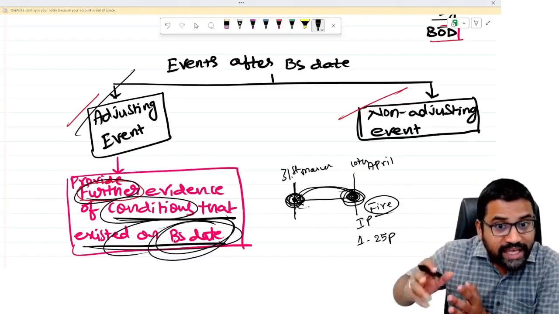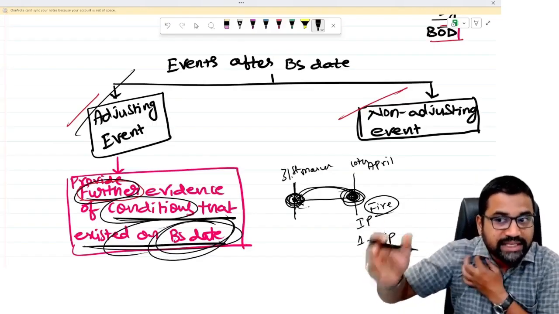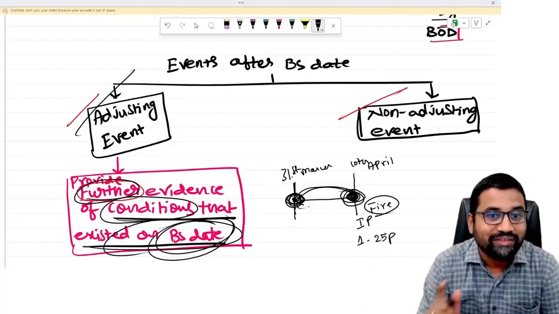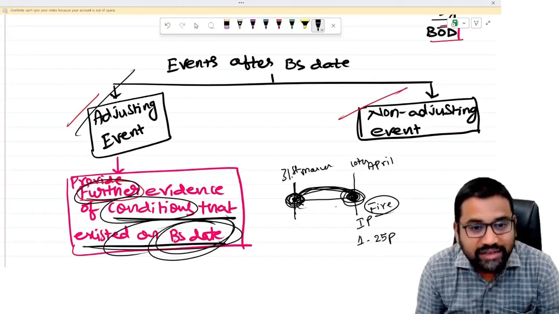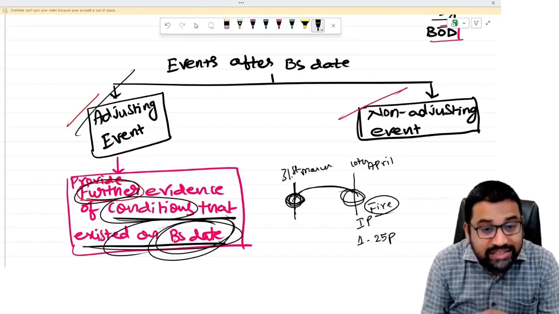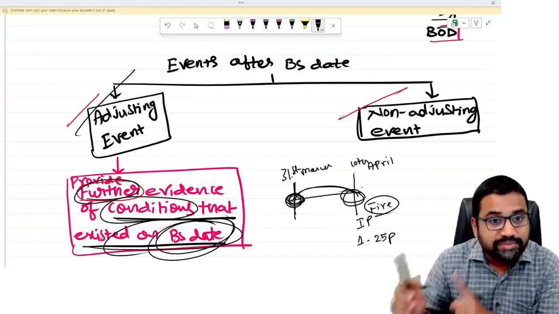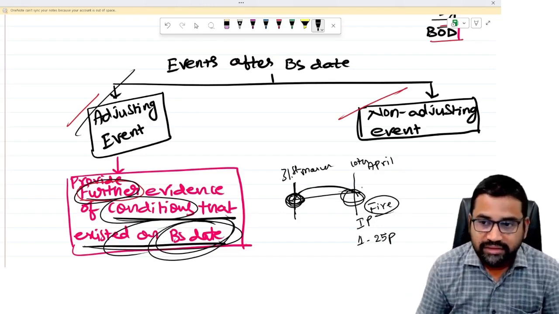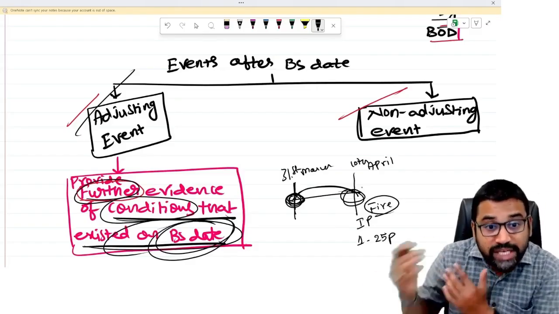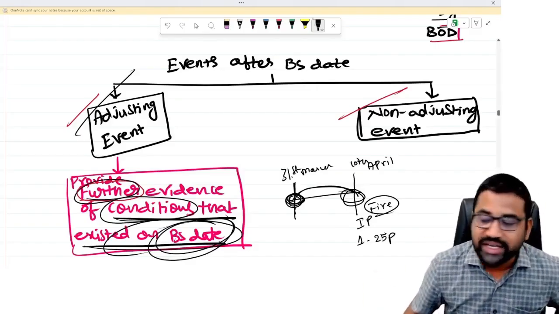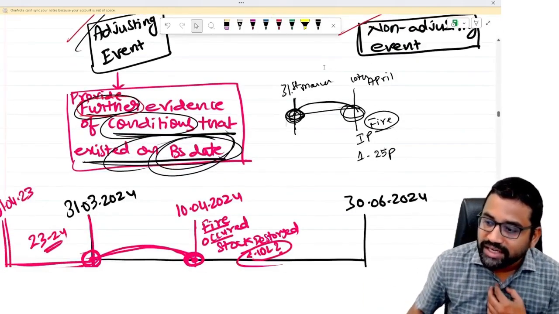So for any event which subsequently happened to be an adjusting event, it should definitely have a connection with 31st March. You should be able to establish a connection. If you are not able to establish a connection between 31st March and the subsequent event, it's a non-adjusting event. How? This subsequent event must provide further evidence of conditions that existed on the balance sheet date.